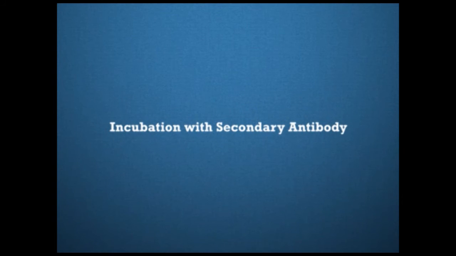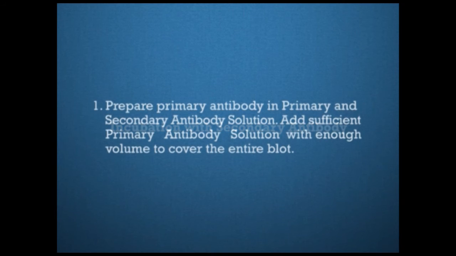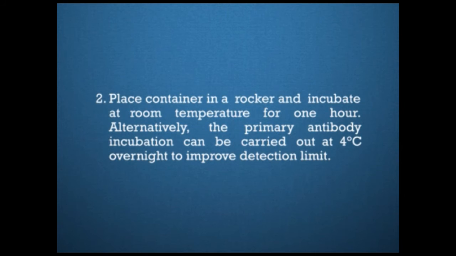This is followed by incubation with primary antibody. The first step is to prepare the primary antibody in primary and secondary antibody solution. Add sufficient primary antibody solution, with enough volume to cover the entire blot. In the next step, place the container on a rocker and incubate at room temperature for 1 hour. Alternatively, the primary antibody incubation can be carried out at 4 degrees centigrade overnight to improve the detection limit.